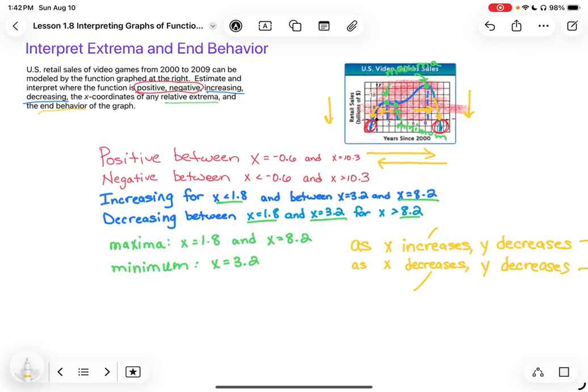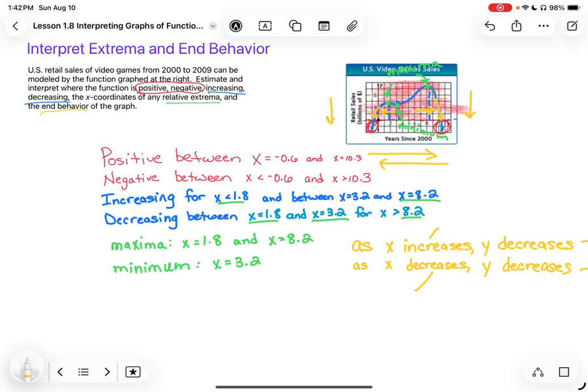And so that was a lot of things we did with this graph. We talked about where it was positive and negative, that's where it's above or below the x-axis. We talked about where it was increasing or decreasing, meaning where the graph is going up and where it's going down. The maximum and the minimum are spots where the graph changes from increasing to decreasing. And then finally, the end behavior means what is happening on the left end of the graph and the right end of the graph.